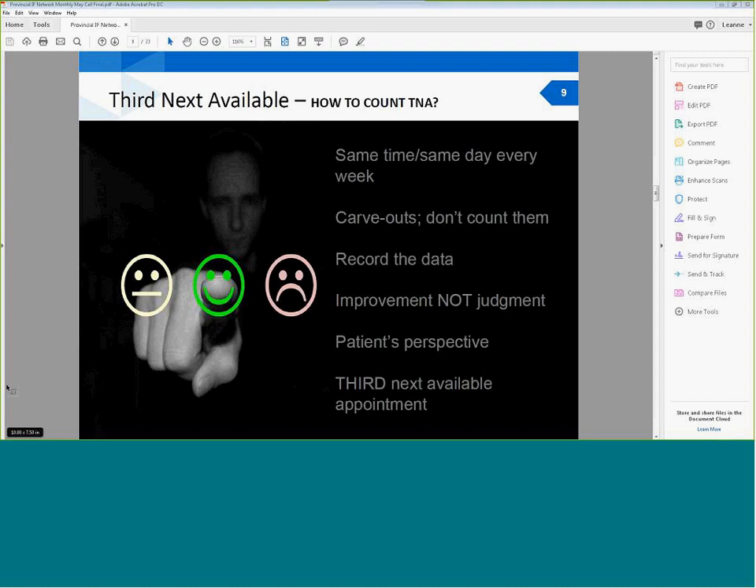We also recommend that the data is recorded. The number of days is data, and that's recorded somewhere so that you can track progress over time. These are for improvement, not judgment. I don't think I need to go into great detail here with the folks on this call, but certainly it's very easy for our physicians and nurse practitioners to feel scrutinized depending on the size of their TNA. And so that's not the point here. The point is to be able to see your data and look at that over time to see if what you're trying to do to improve access is actually improving. Count it from the patient's perspective.